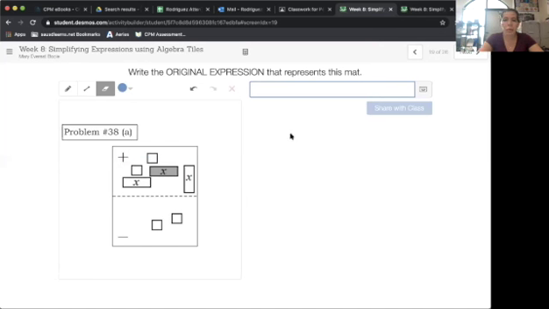Okay, so when you get to this slide here for your decimals activity, it's asking you to write the original expression. So the original expression is the expression exactly as the tiles are placed on the map. So basically exactly as you see them. So it doesn't matter what you start with, the order does not matter.